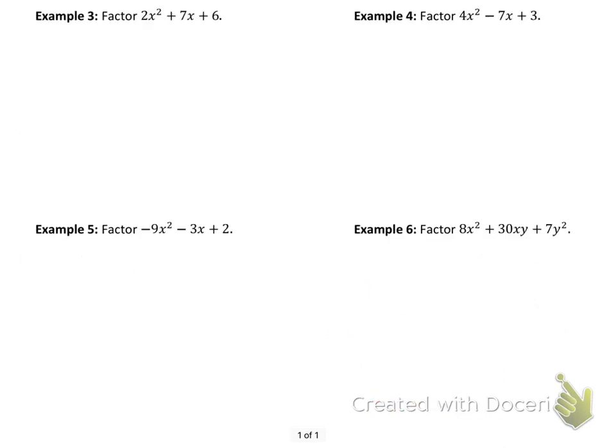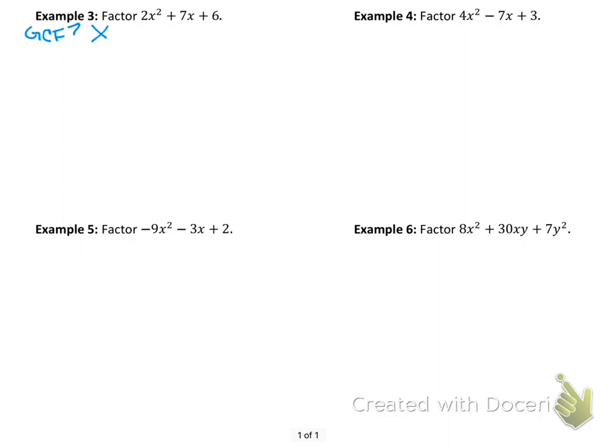Okay, we're going to do the same thing 4 more times, just to make sure you get the idea. So first, is there a GCF? That's the question. GCF? Well, 2, 7, and 6 don't have anything in common, so the answer is no. So I'm going to jump straight to my cross method.